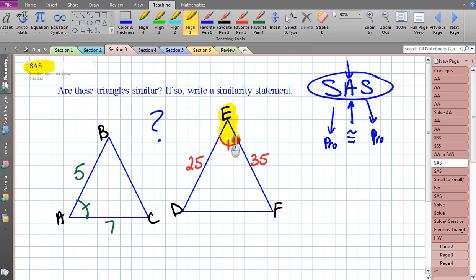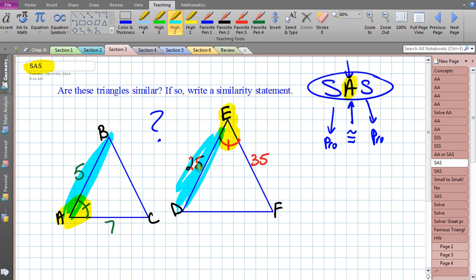Well, notice angle E has one tick mark, and angle A has one tick mark. I don't really care what the angle is. As long as they have one tick mark, I now know that I have one set of angles matching up. If you notice, we know the sides around these matching angles, and let's take a look at the smallest one over here. Notice I just said the smallest side in here, because when I look at these two, which one corresponds to the 5? Well, 5 is smaller than 7, 25 is smaller than 35.